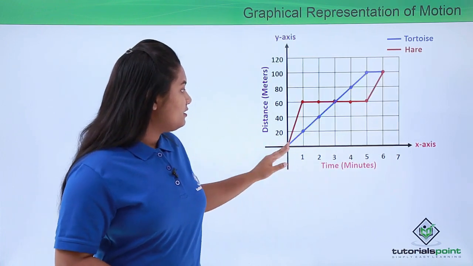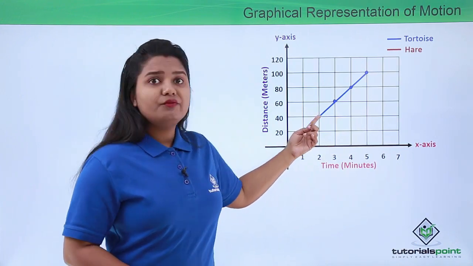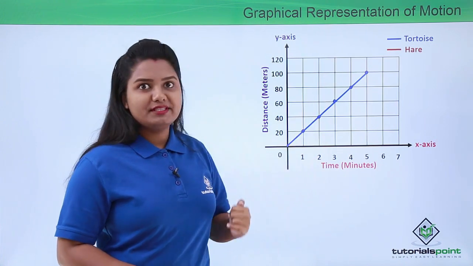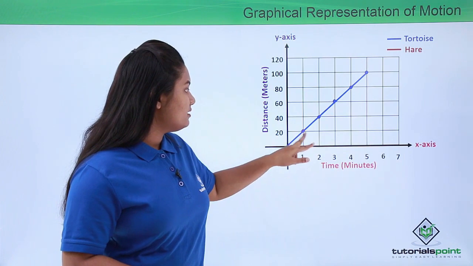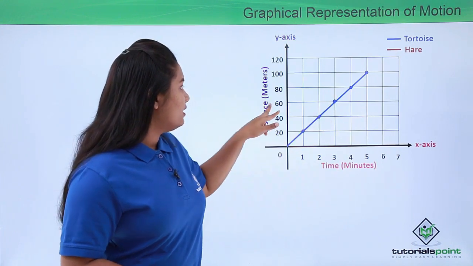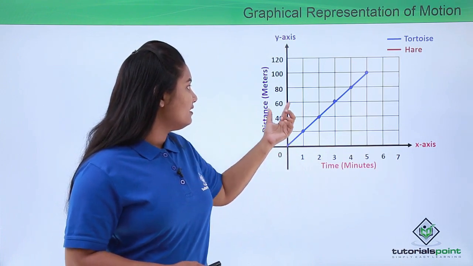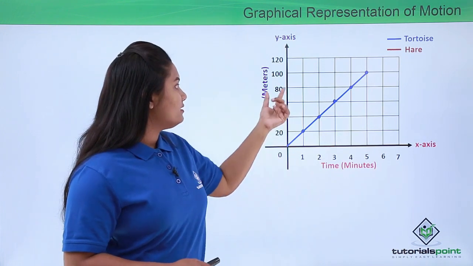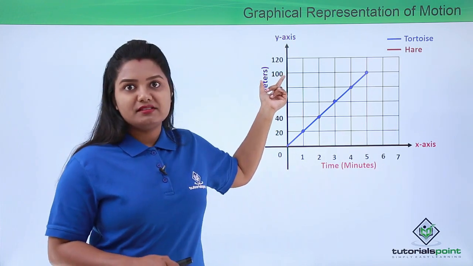Now let us concentrate on this portion of the curve. So this is in blue color, so we are clear that it is the motion made by tortoise, or the portion of the graph of tortoise. Now here we see that at the end of 1 minute the distance was 20 meters, at the end of 2 minutes the distance was 40 meters, and at the end of 3 minutes the distance was 60 meters. So we see that the distance covered by the tortoise is increasing at a uniform rate. That is, for every 1 minute it is covering 20 meters, and this is happening throughout the race, that is up to 100 meters of distance.